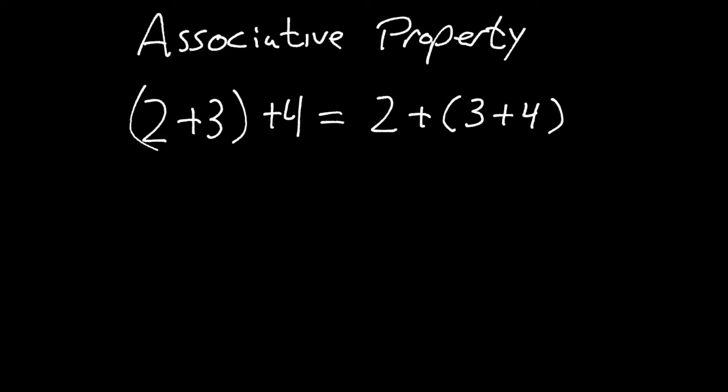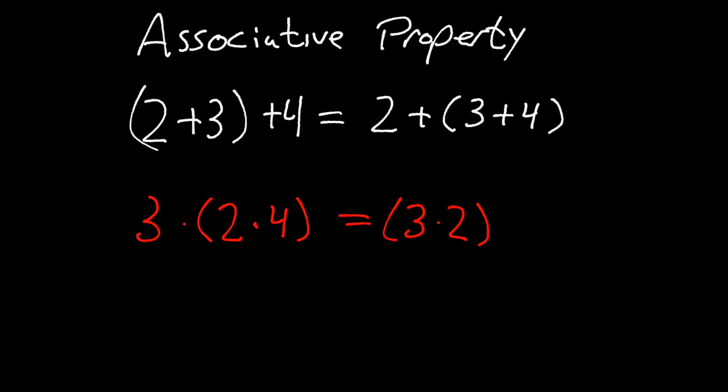For multiplication, it's the same idea. 3 times parentheses 2 times 4 is going to get me the exact same product as 3 times 2 in parentheses times 4. So the associative property says that the sum or the product is going to be the same as long as they are real numbers and regardless of how the numbers are grouped.